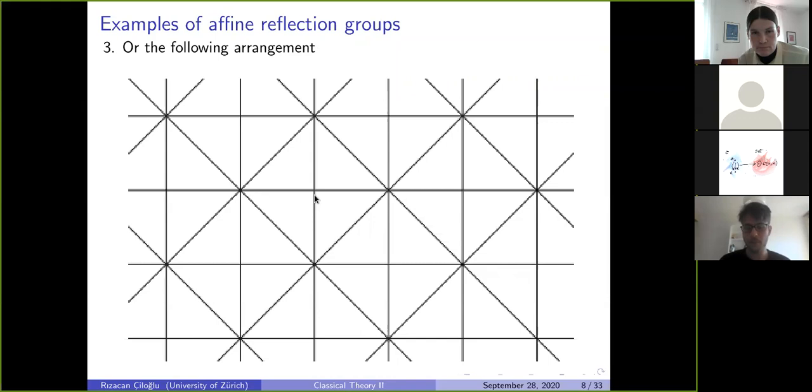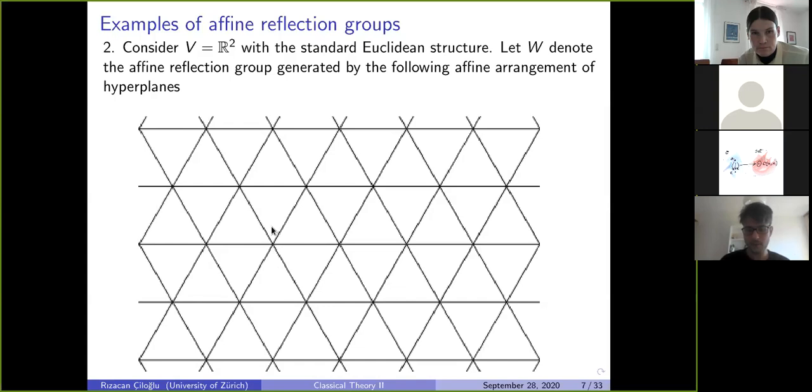What I would like you to notice is that around the point, these are all the same angles. And this will be a general fact. And here as well, we will see later.